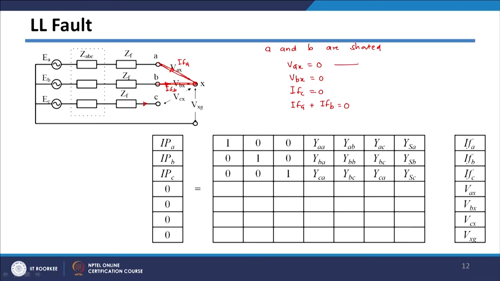So, if you put, say, this is equation number 1, 2, 3 and 4, equation number 1 say Vax is equal to 0. So, this will be 1, others are 0. Second, say Vbx is equal to 0. So, this will be 1, others will be 0. Third, say Ifc is equal to 0. So, here it will be 1 and all other zeros. And fourth equation, say IFA plus IFB will be equal to 0. So, there will be 1 here plus IFB and all other entries are actually 0. So, there will be 1 here and 1 here.